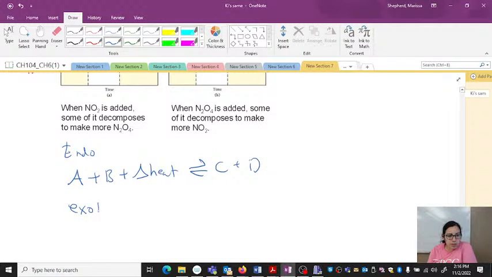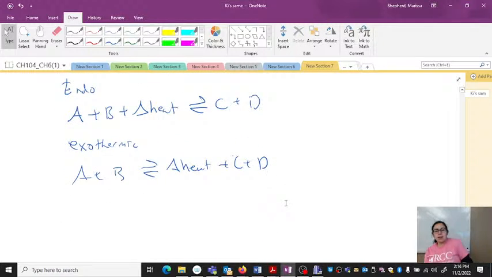Meanwhile, exothermic is the opposite. We can treat heat like a product. So if you had an exothermic reaction and you added heat to it, that would drive the reaction backwards and back to form A plus B.